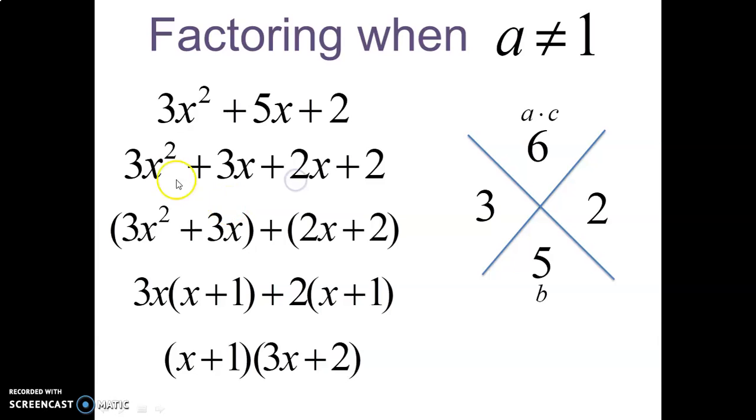Now we do what's called grouping. We group the first two, group the second two, factor out whatever we can factor out of each one, and then we have a common factor, and that common factor can multiply by 3x plus 2 to get that. So we have factored here by a process called factoring by grouping. So we've taken standard form quadratic and changed it into intercept form right here.